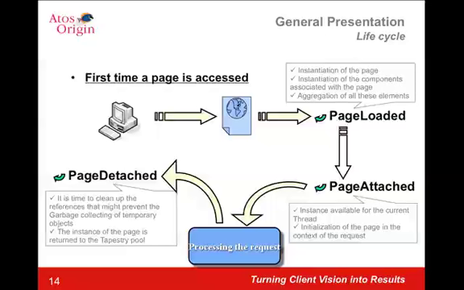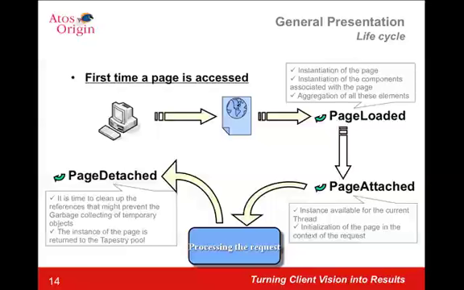The first time I access a page, Tapestry will check if the page exists. That means if the page has already been instantiated. If it does not exist, it will create one instance of your page, instantiate the components associated to your page, and aggregate all these elements. Finally, Tapestry will inform the developer that an instance has been created with the page loaded event.